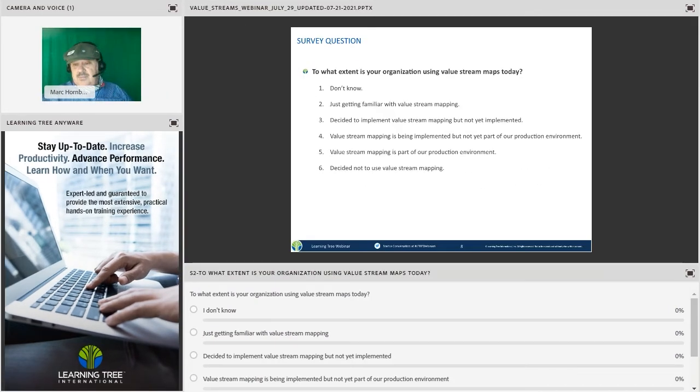So let's have a little survey question. I'll put up a survey question that I call one in my part of the presentation here. To what extent is your organization using value stream maps today? You don't know, just getting familiar, deciding to implement but not yet, value stream mapping is being implemented but it's not in production, or it's in production, or we already decided not to use it. So I'm curious to see what people are here to learn. Give it a little bit of time.